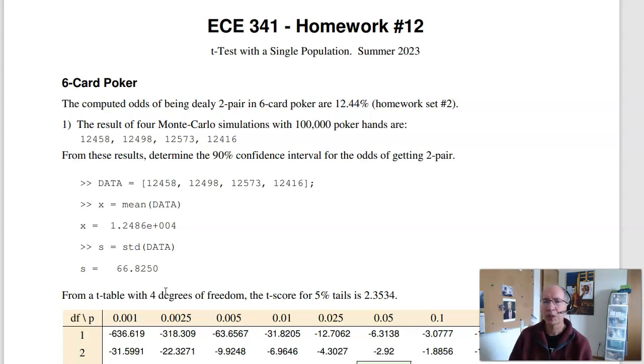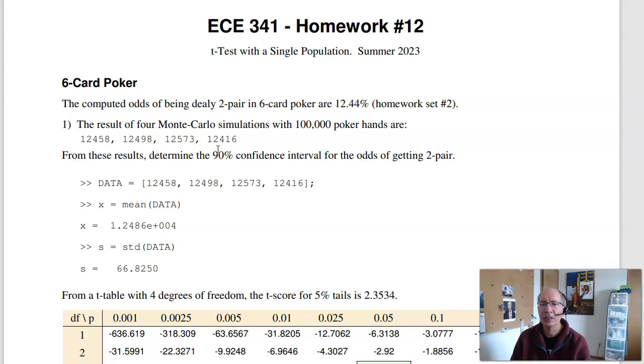We also wrote a Monte Carlo simulation where you're dealt 6 cards and it determines what kind of hand you have. If I ran that 4 times, this is the number of times they got 2 pair in 100,000 hands. From that, what are the actual odds of getting 2 pair?